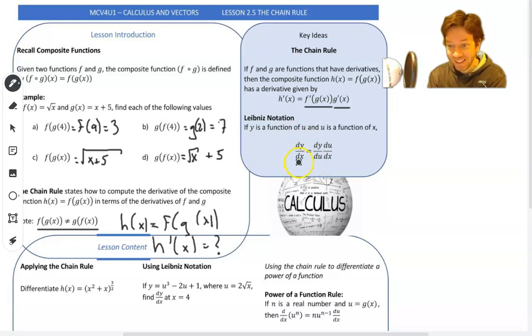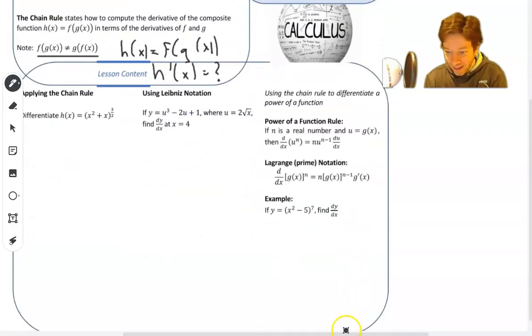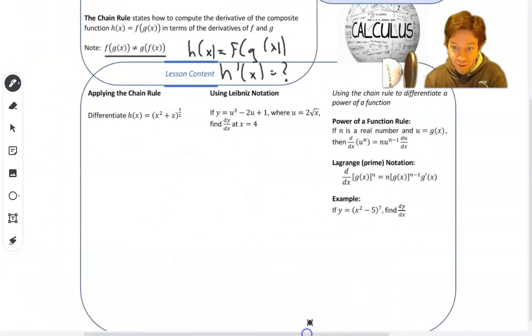So dy by dx, you can have y as some function of u, and u as some function of x. So dy by dx will be dy by du multiplied by du by dx. So you can see the u's here are linked almost like a chain, and you end up with dy by dx. So that's a lot of theory, but let me show you how this works practically.